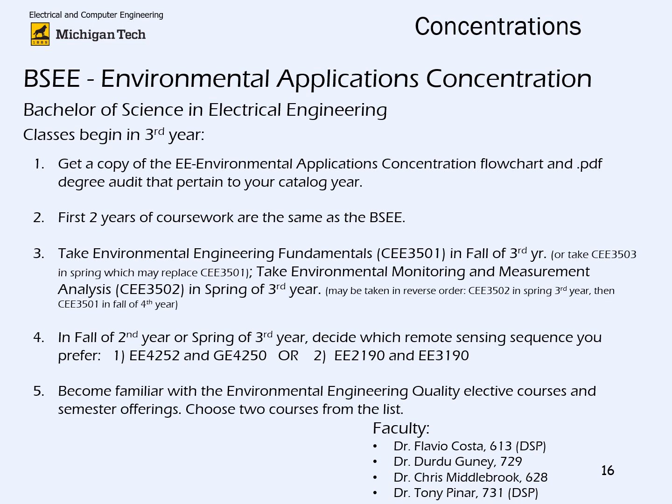One is EE 4252 Digital Signal Processing and its Applications, plus GE 4250 Fundamentals of Remote Sensing. And the other sequence you may choose is EE 2190 Introduction to Photonics and EE 3190 Optical Sensing and Imaging. Take 2 Environmental Engineering Quality elective courses. These electives include Drinking Water Treatment Principles and Design, Air Quality Engineering and Science, and Surface Water Quality Engineering, among others.